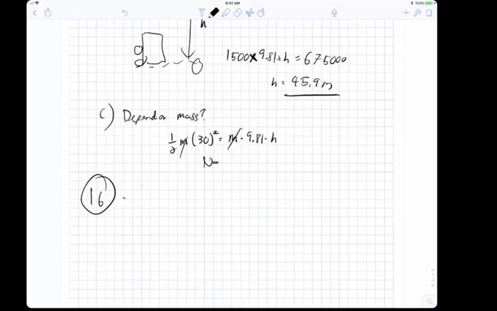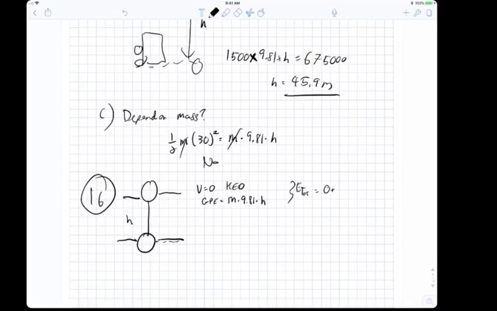Okay, so your sprinter is going to fall from some height. At the start, velocity is 0, kinetic energy is 0. Gravitational potential energy is equal to mass, doesn't say the mass, mass times 9.81 times the height. So the total energy is going to be 0 plus mgh. And h is what we're trying to figure out.